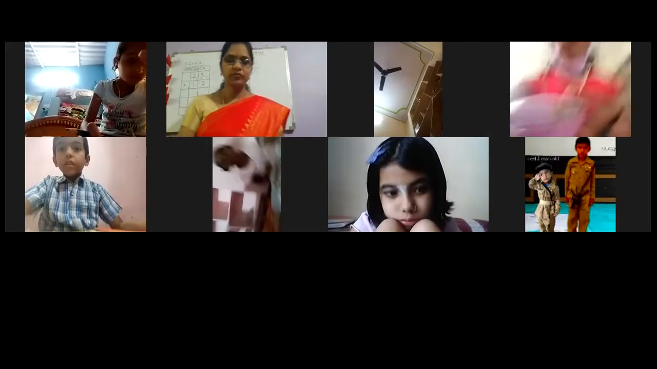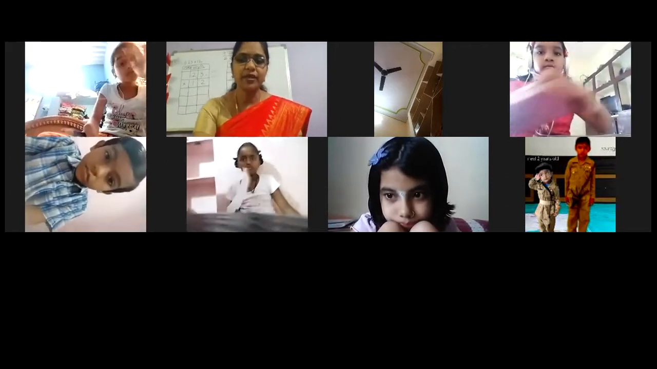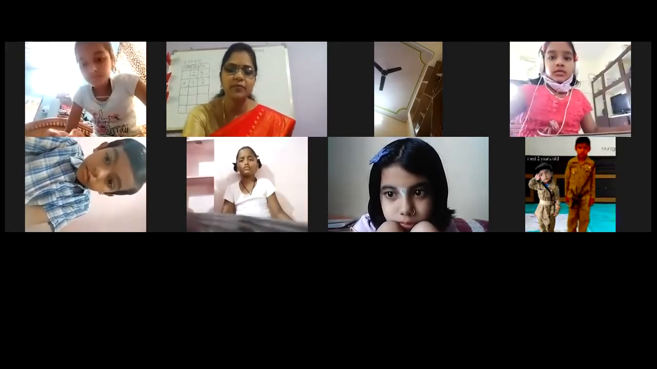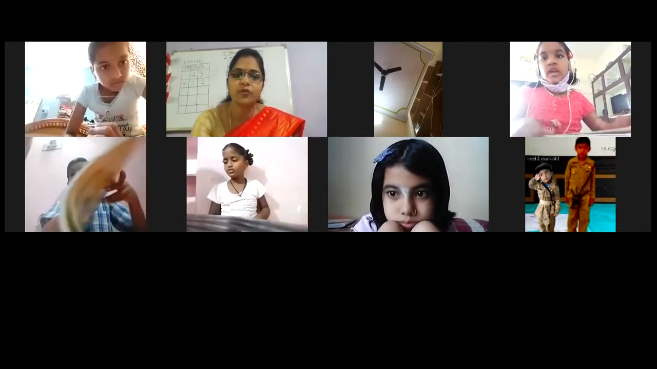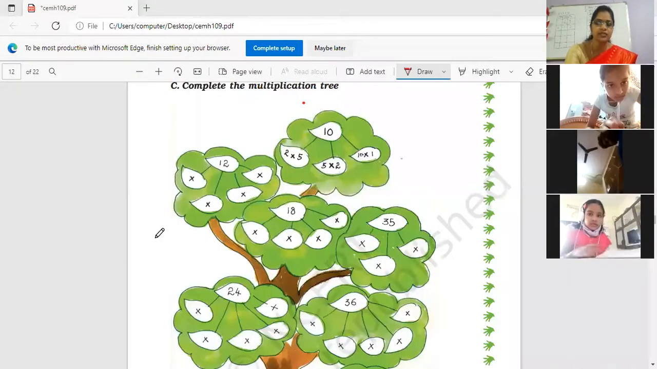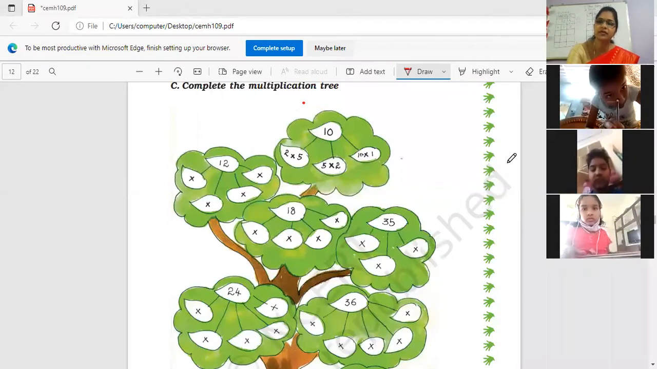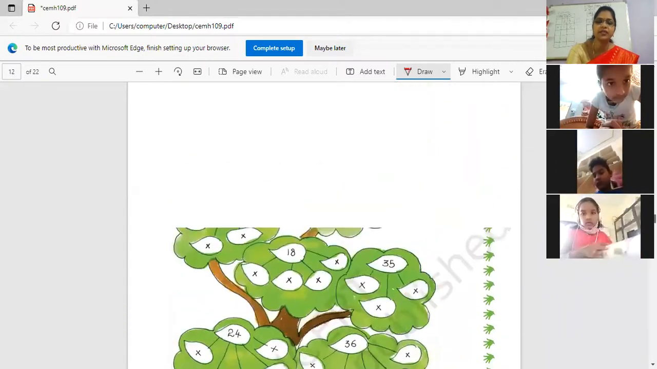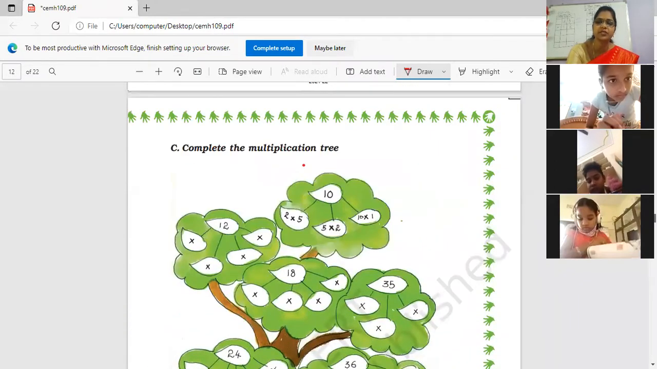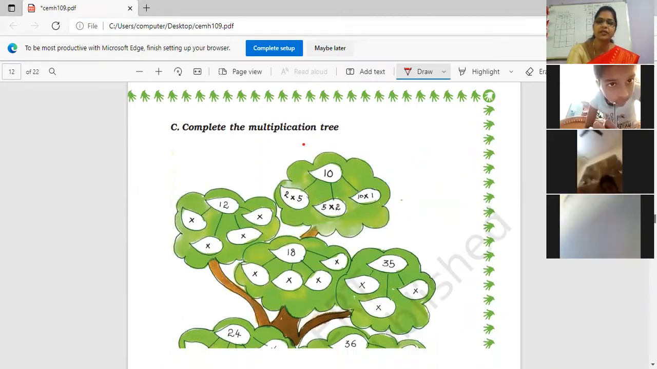Before we start with this multiplication, let us go with the multiplication tree. For that, let me share the screen. Page number 133. Hope you can see the screen. Is it clear? Please all of you open your textbook, page number 133. Complete the multiplication tree. Let us do this.